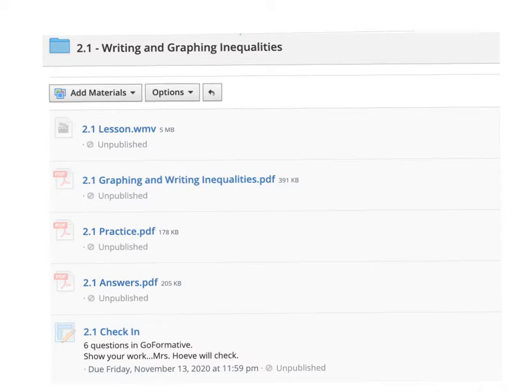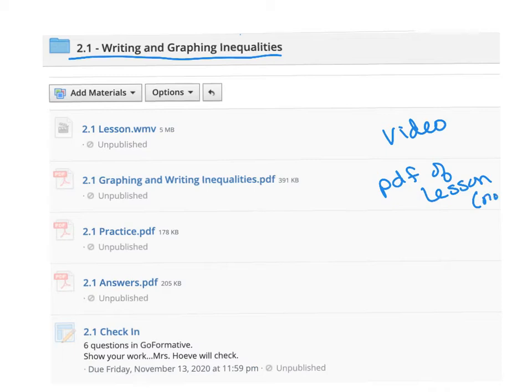So here is 2.1, writing and graphing inequalities. This is how it is basically set up. Here is the video. It's always the first one. This is the PDF of the lesson that I'm teaching in the video. You can use this for your notes if you want to. You can just do it in your notebook. It's up to you. Here's the practice.